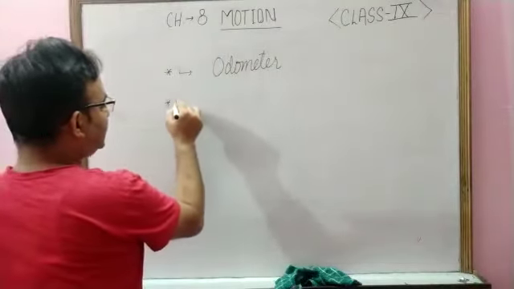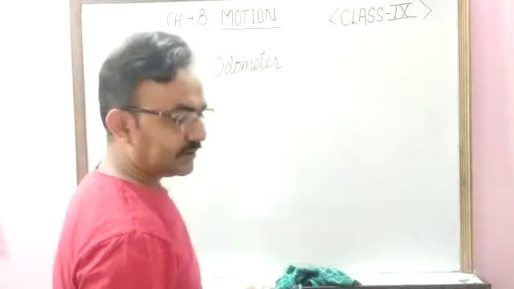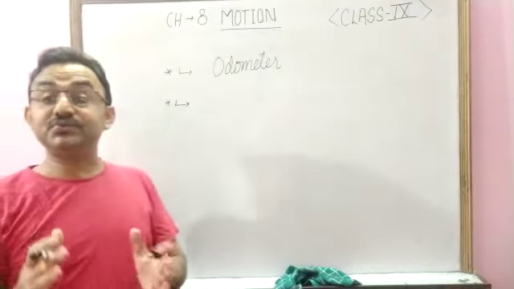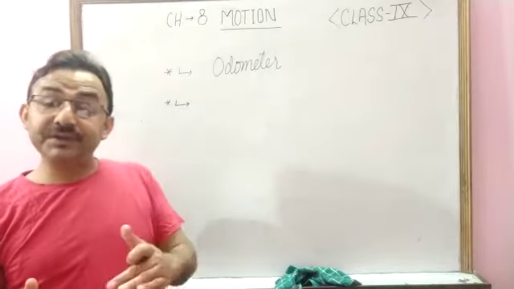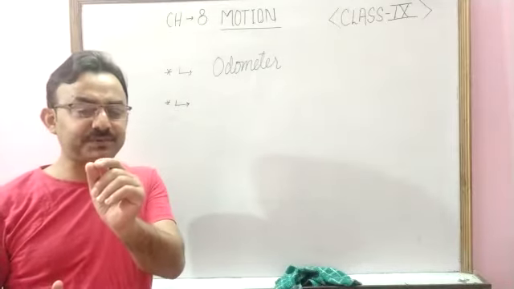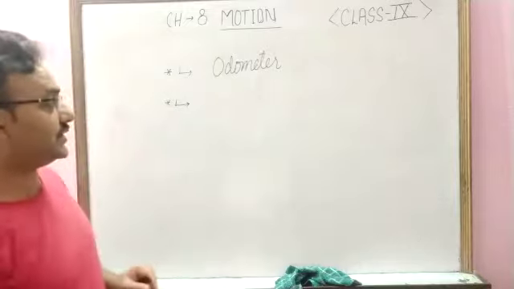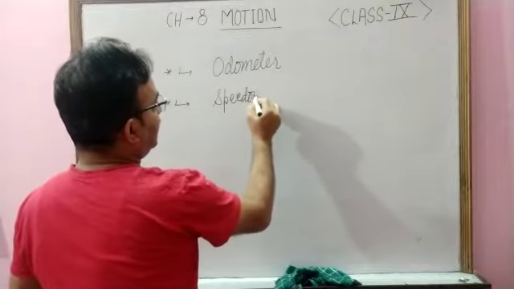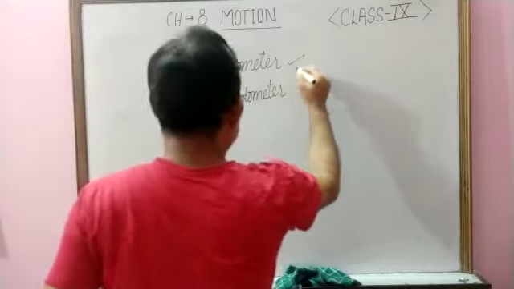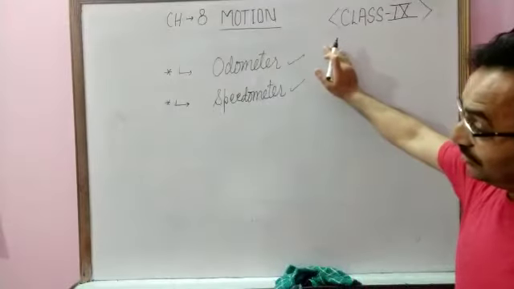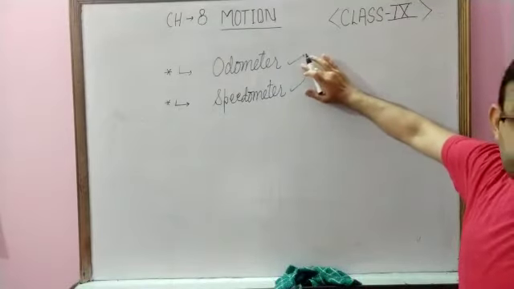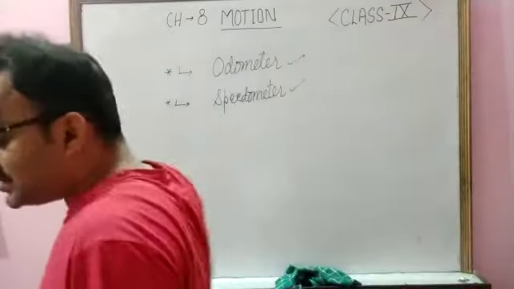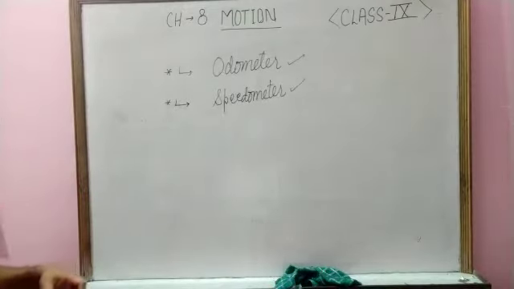And one more thing. The device or instrument used to measure the speed at a particular instant or at a particular interval of time, that is known as what? Speedometer. Speedometer and odometer you have so many times observed on the dashboard of vehicles, cars, buses, trucks, etc.